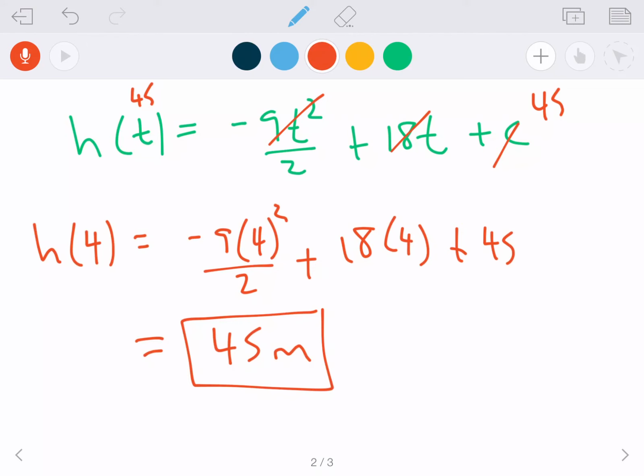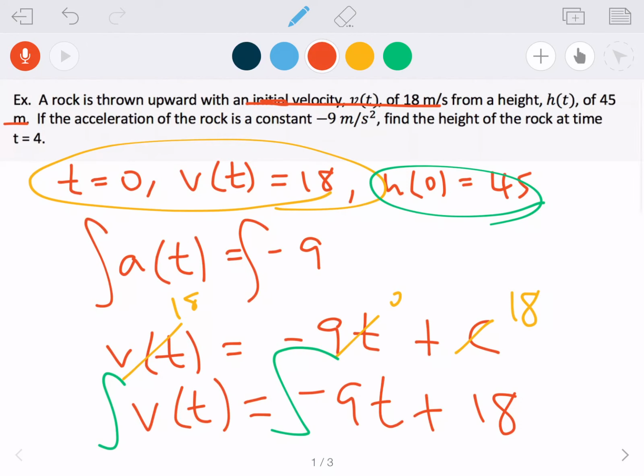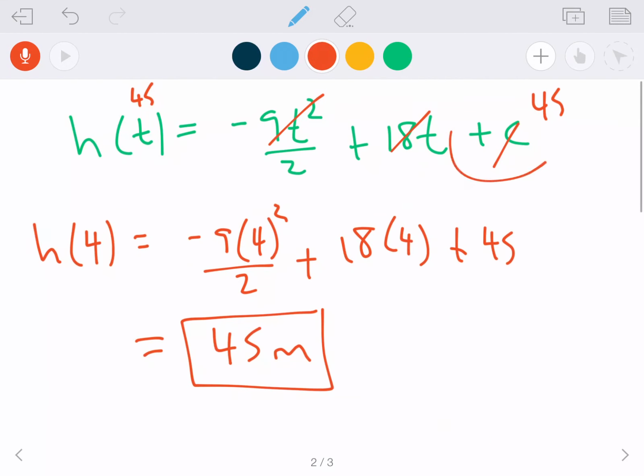Okay, so those problems are not too bad. The moral of the story is you can get from acceleration to velocity to position by integrating. Every time you integrate, you've got to go back to the problem and find a data point to figure out what c is. And then you can solve for anything at any time with any of those equations.